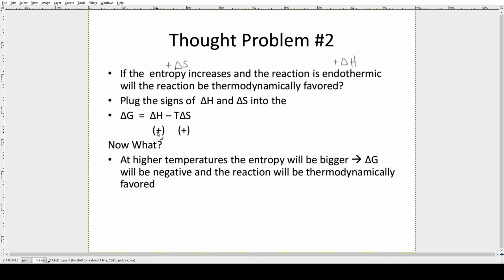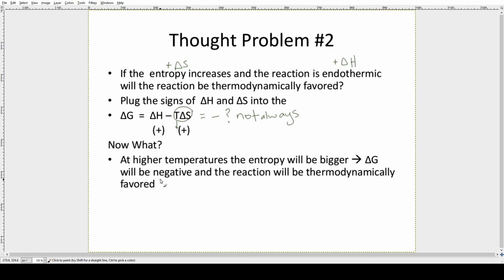If the delta H is positive, you have a positive number minus another positive number. Can we always say that it will be coming out as a negative number? Will it always be negative? No, not always. Because what if we have a really, really low temperature? That'll make this whole number very small, which will make the enthalpy overpower the change in entropy, which would make the delta G positive.